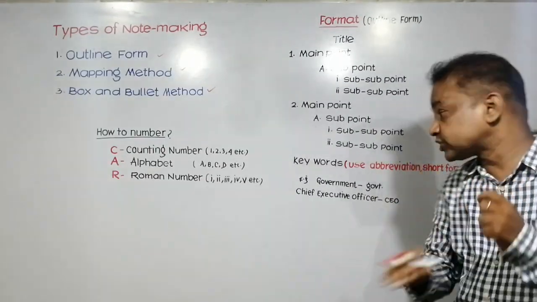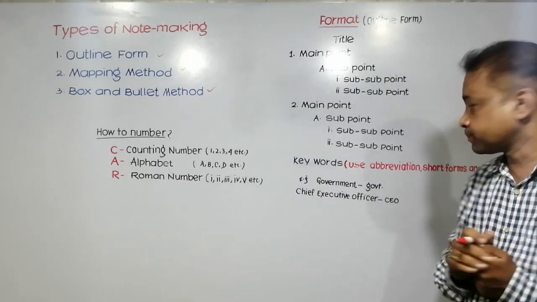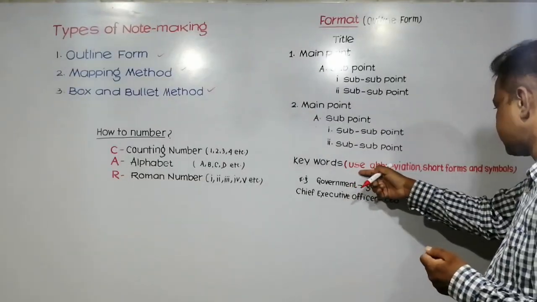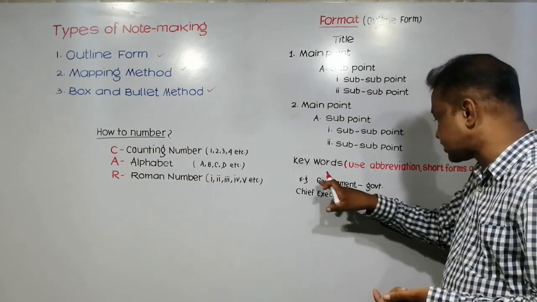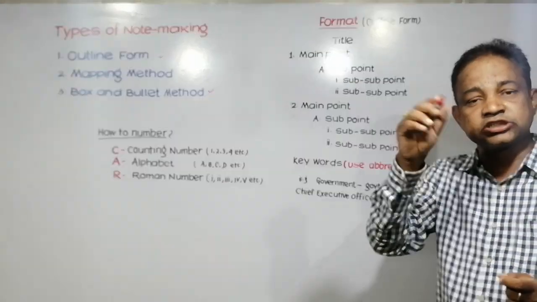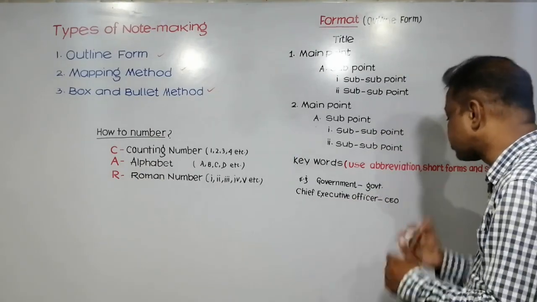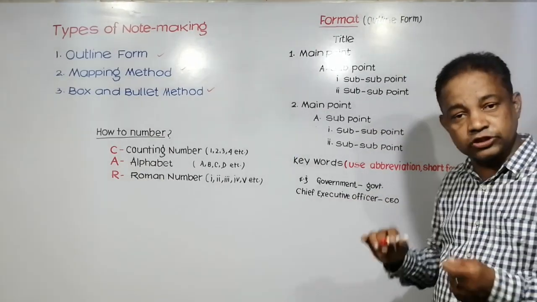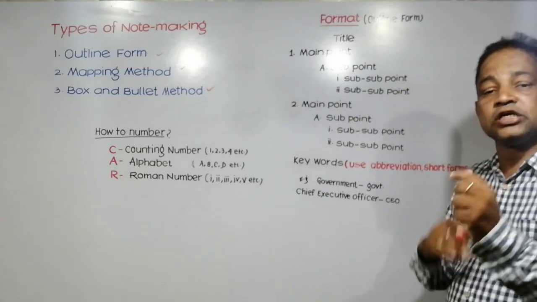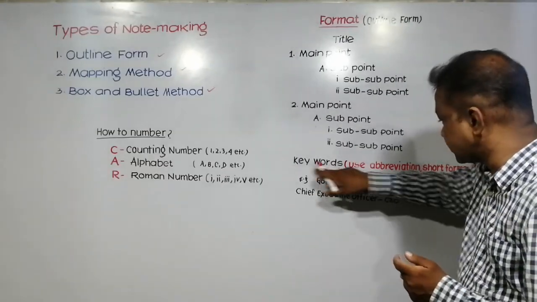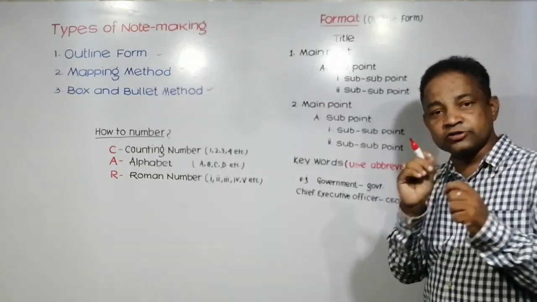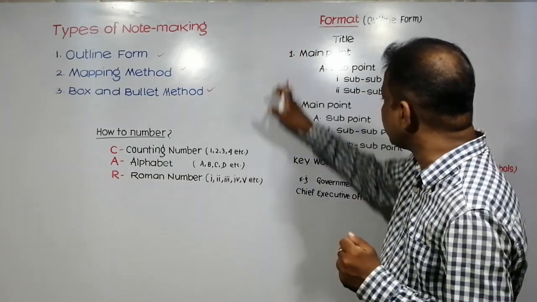But don't forget to write keywords. What are keywords? Keywords, you can use abbreviations, short forms and symbols. For example, government, you can write GOVT. Chief Executive Officer, you can write CEO. That means the abbreviations and keywords you have used in your note, you have to mention here.